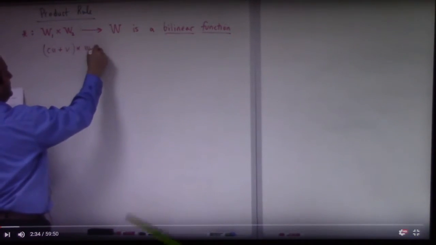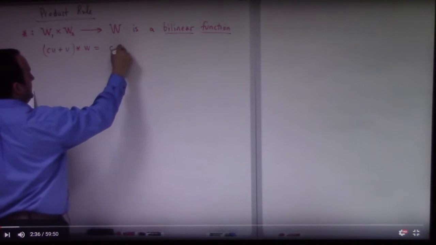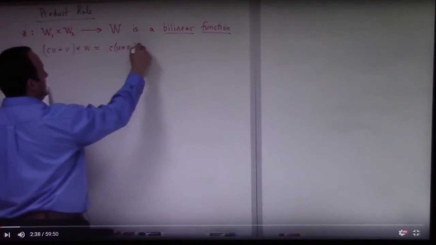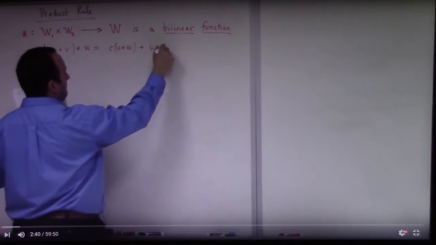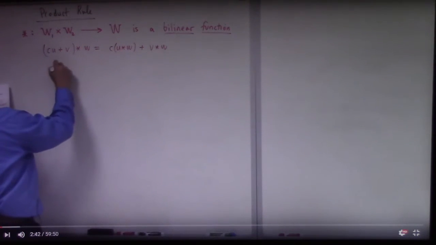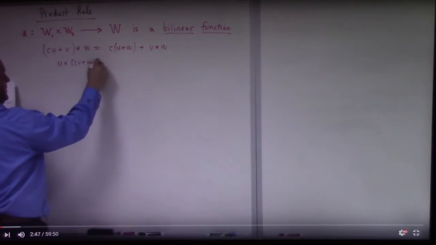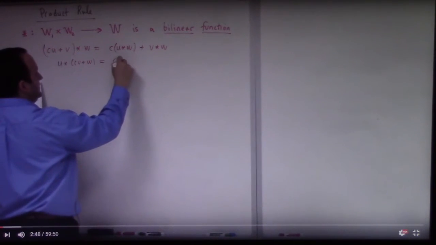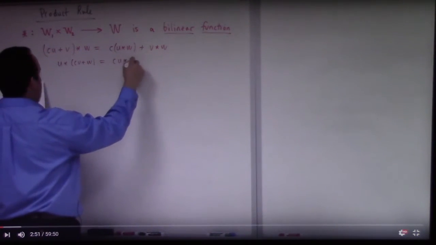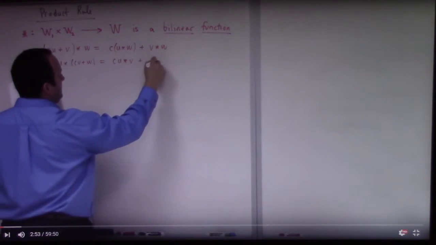So this particular product rule I'm about to prove will include the way the dot product behaves, the cross product, matrix multiplication, scalar multiplication, many things.